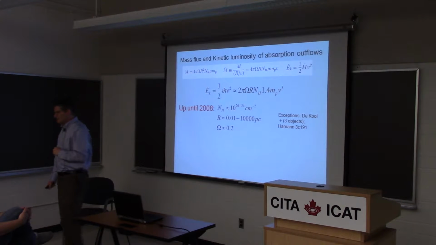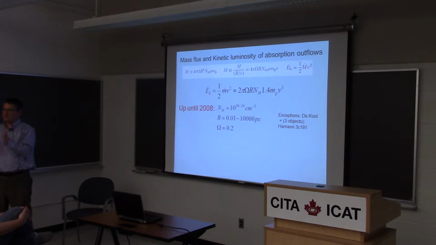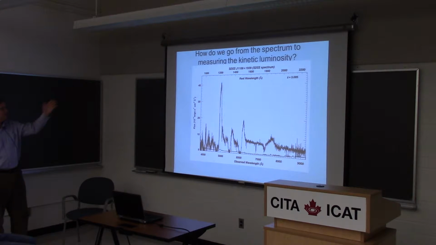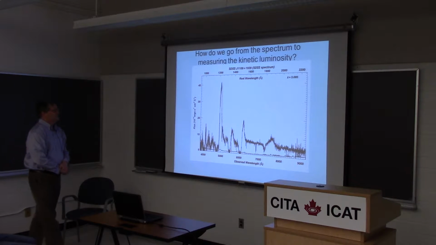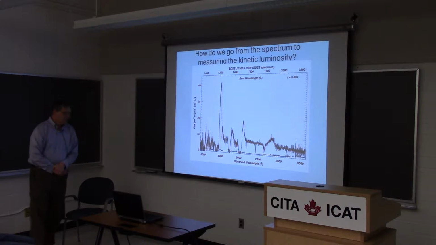One of the nicest things about these winds is that because they are wide, they will interact with much more material in the galactic environment, for example, compared to relativistic jets. Relativistic jets are pencil beams, and it's very difficult to couple them to matter. But good point. OK. So how do we go from the spectrum to measuring kinetic luminosity?